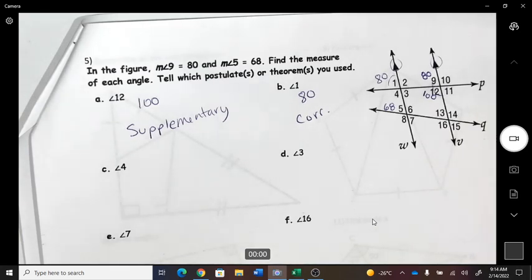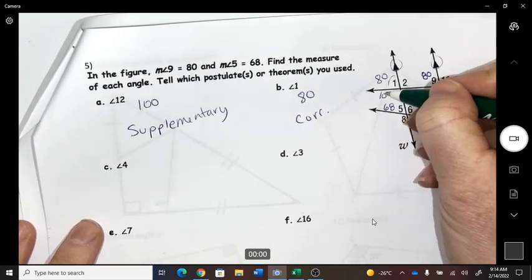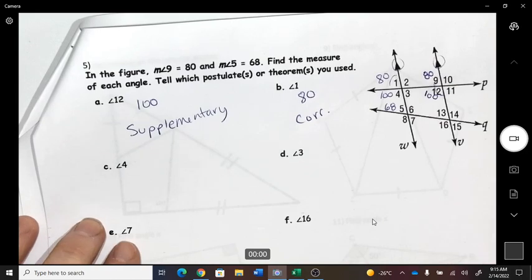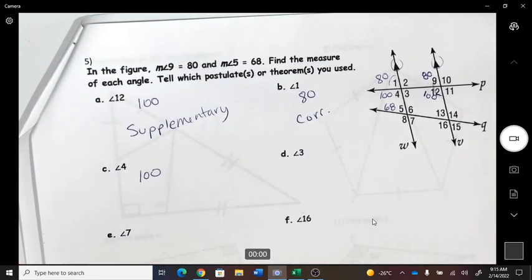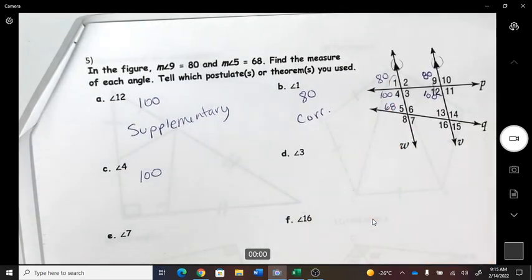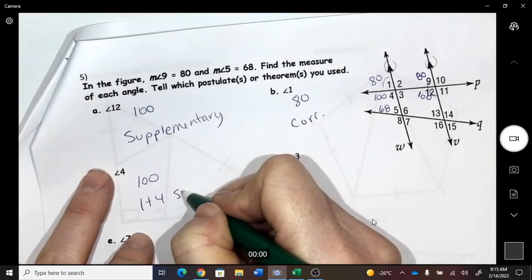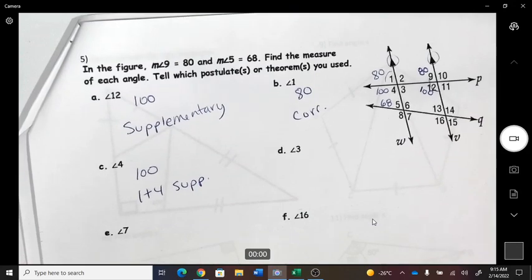Number 4, can you see that it's 100? Number 4. And you could actually go with 2 reasons here, right? You could say it's supplementary with 1, or it's corresponding to 12. Those would both work. Those add up to 180. So angle 1 and 4 are supplementary.